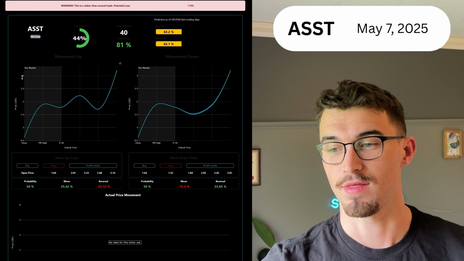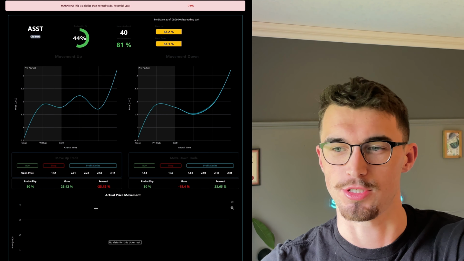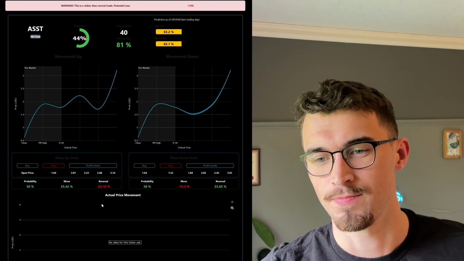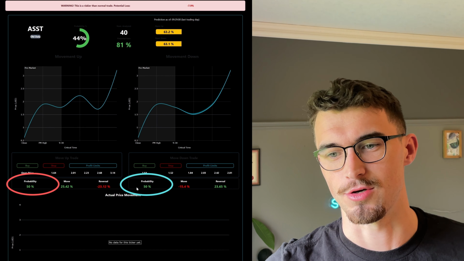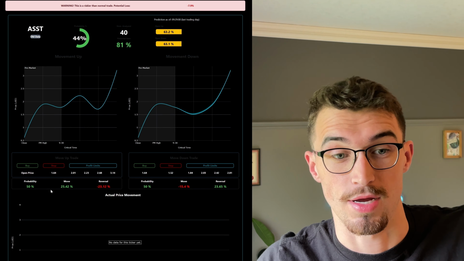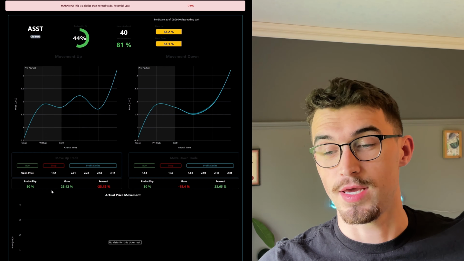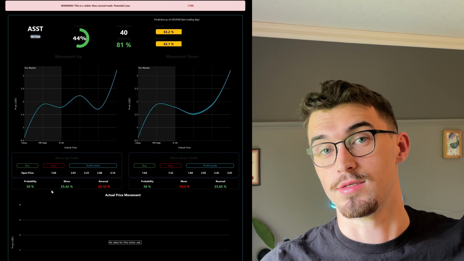ASST on May 7th. This one is to show you why two predictions or two trades can be beneficial. So here they're 50-50. So it's a coin toss between whether one is going to happen or the other is going to happen. In situations like this, or in every situation, you can take both trades.